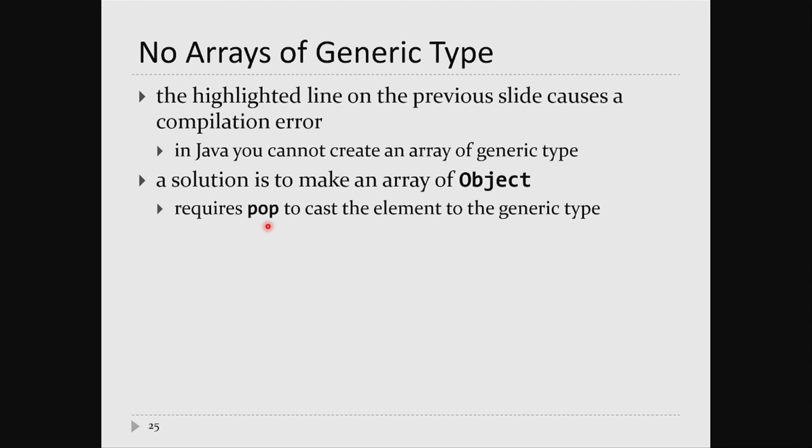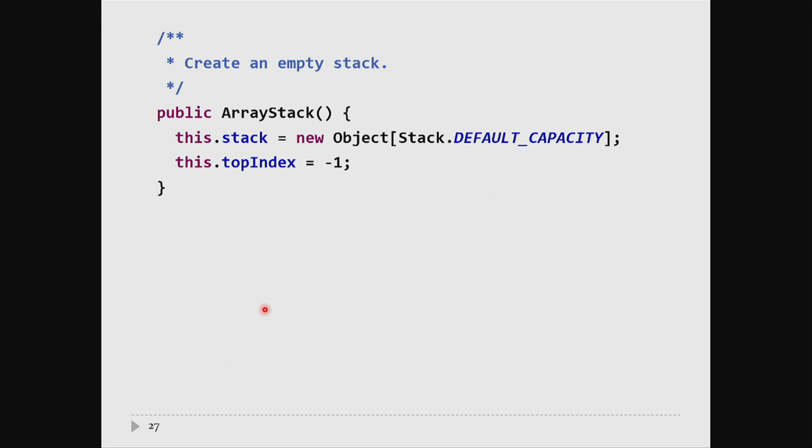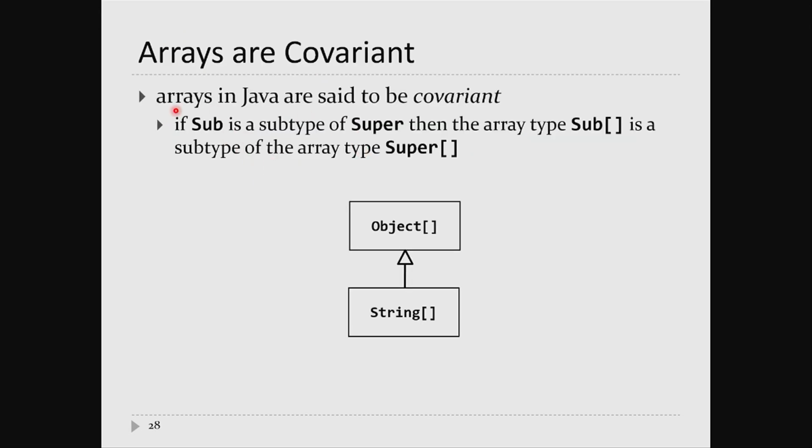Now, when I write the pop method, I still want to return the generic type. I still want to return type E, so I can cast whatever value I get out of the array to type E. So I'm going to change that E to capital O Object. In the constructor, now I can make an array of type Object. Now, why am I making this array of type Object?